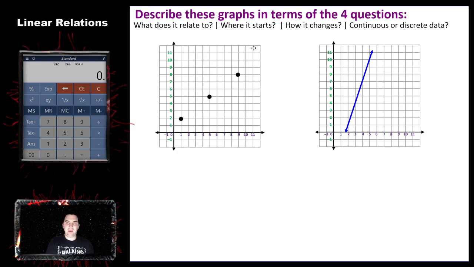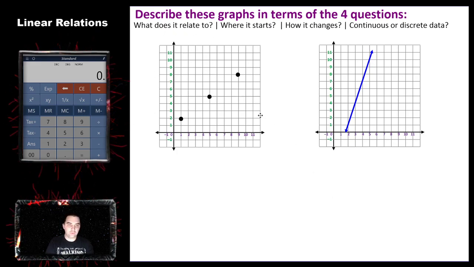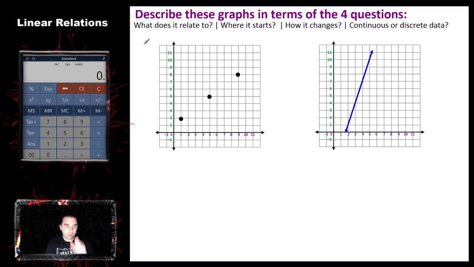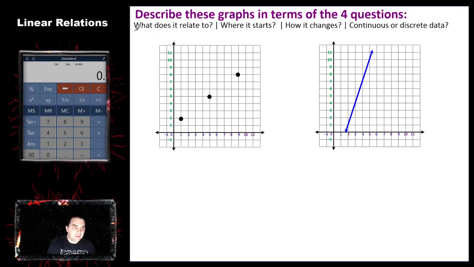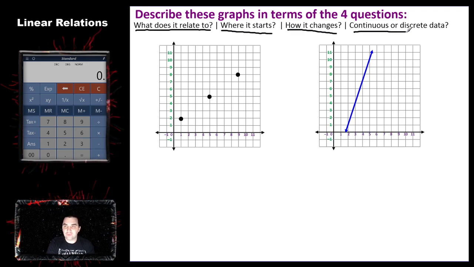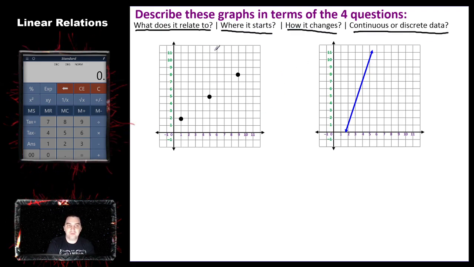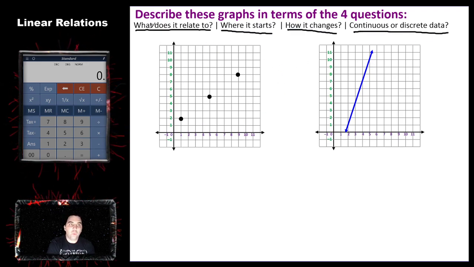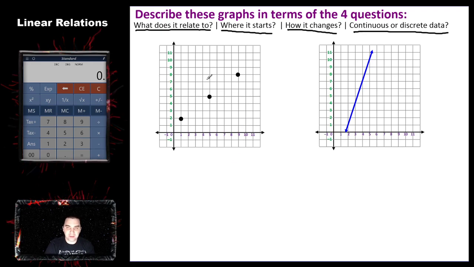Okay, so we have these two graphs here. One of them is discrete. One of them is continuous. You should already understand that part. What you have to do is each of these questions, I want you to think about how you would go ahead and describe these graphs. So let's start with this one here. What does it relate to? We don't have things like the cost and the toppings and all that.